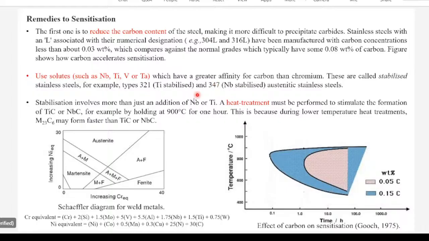So sensitization, and this is the Schaeffler diagram of weld metals. You can see all the phases: austenite, martensite, ferrite, and how the chromium equivalent and nickel equivalent are working. We can check at which position the chromium equivalent and nickel equivalent are meeting and what phases are forming. So suppose you have values in between this, that is the formation of austenite, or ferrite formation, martensite formation, that we can classify.